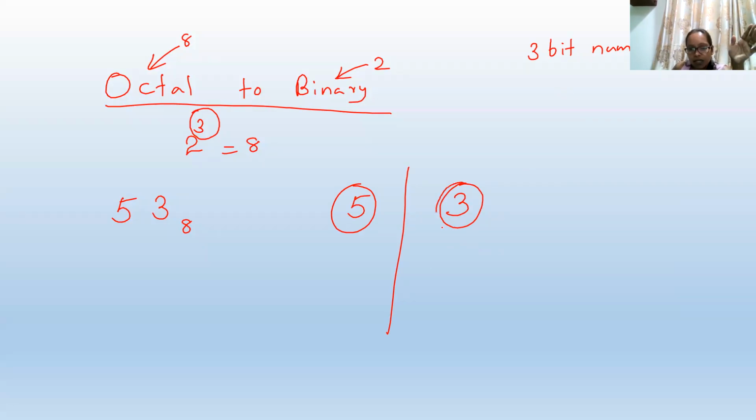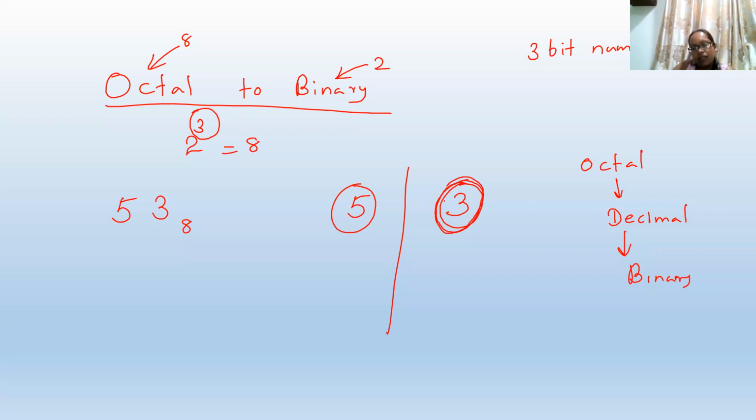Now how to convert 3 into binary? Just consider this 3 as a decimal number. I'm going to give you a shortcut to do this calculation. The long way, or the proper method, is to convert octal into decimal first, which you know, and then convert that decimal number into binary. There you have to go through three steps. But here just one step.